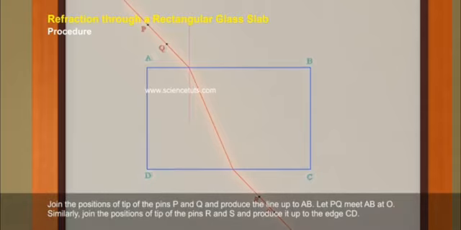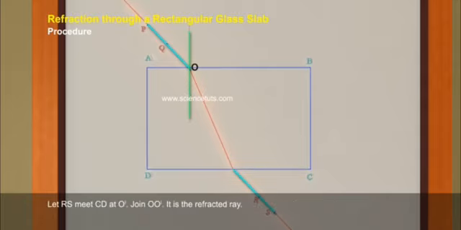Join the positions of the tips of the pins P and Q and produce the line up to AB. Let PQ meet AB at O. Similarly, join the positions of the tips of the pins R and S and produce it up to the edge CD. Let RS meet CD at O dash. Join OO dash. It is a refracted ray.